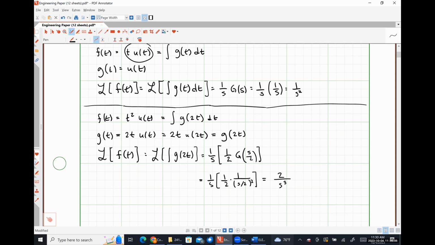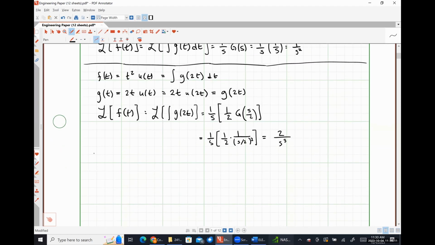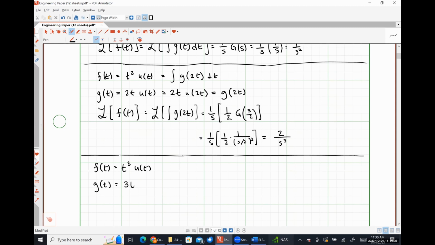Okay. Let's do this process one more time. Let's say that f of t is t cubed u of t. I'm going to call g of t three t squared u of t.